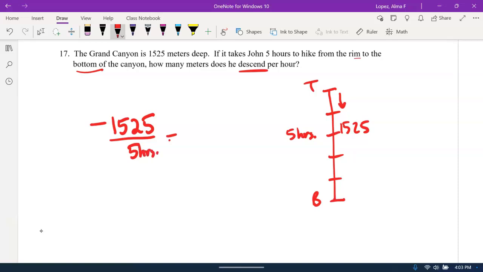And again, I'm not going to show the arithmetic, but every hour he is descending, right? Because after I do the division, 305 meters per hour. I think I wrote that wrong. Meters per hour. Okay, I'll see you in the next lesson.